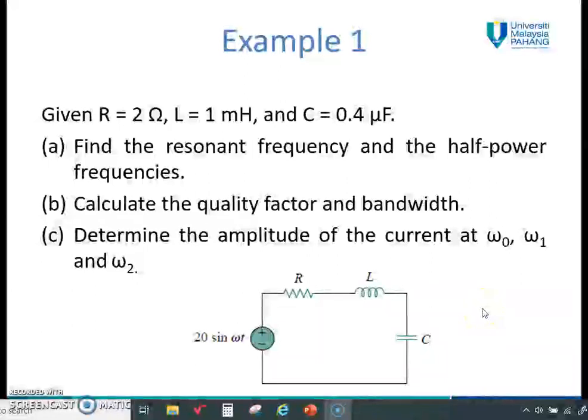We will continue with example 1. Given a series RLC circuit, the value of R is equal to 2 ohm, L is 1 millihenry, C is 0.4 microfarad. The first question, you need to find the resonant frequency and the half power frequencies. Second, you need to calculate the quality factor Q and the bandwidth B. Third, determine the amplitude of the current at omega naught, omega 1 and omega 2.